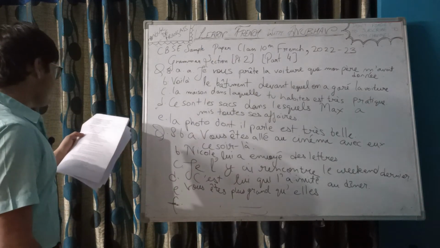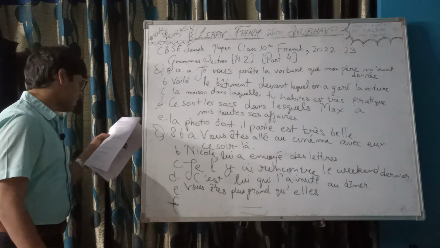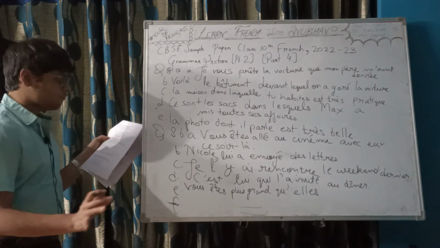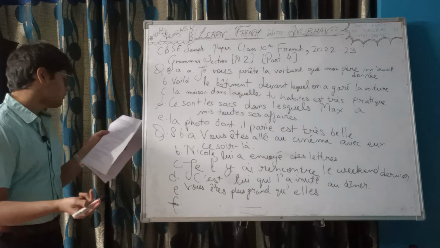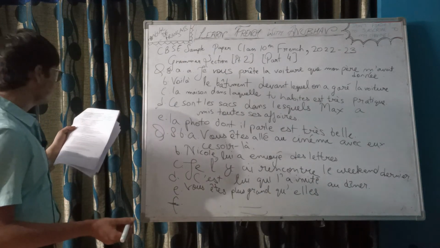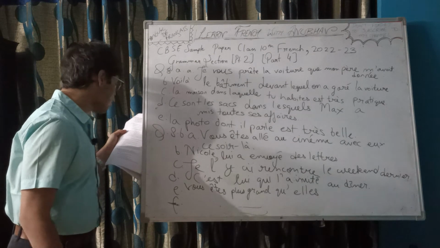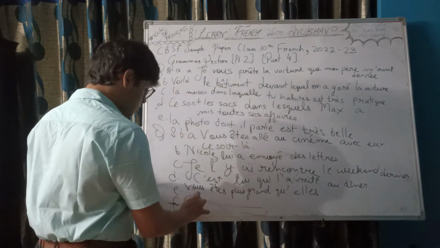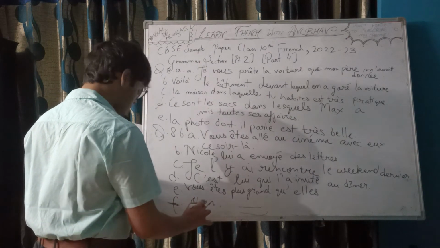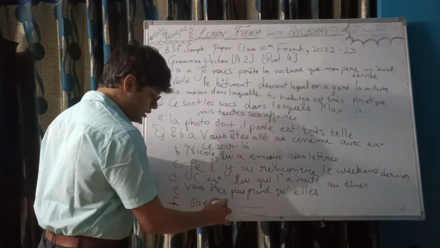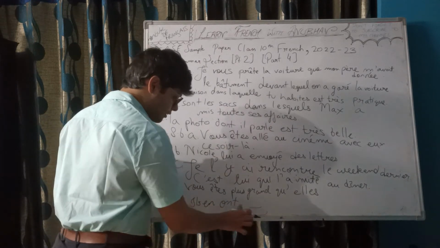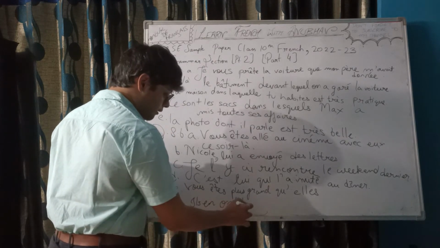F part we have, ils ont bu beaucoup de limonade à la soirée, a lot of lemonade, so, quantity, EN, right? So, ils en ont bu beaucoup à la soirée. Ils en ont, en, pronoun, then the auxiliary verb, then the past participle.